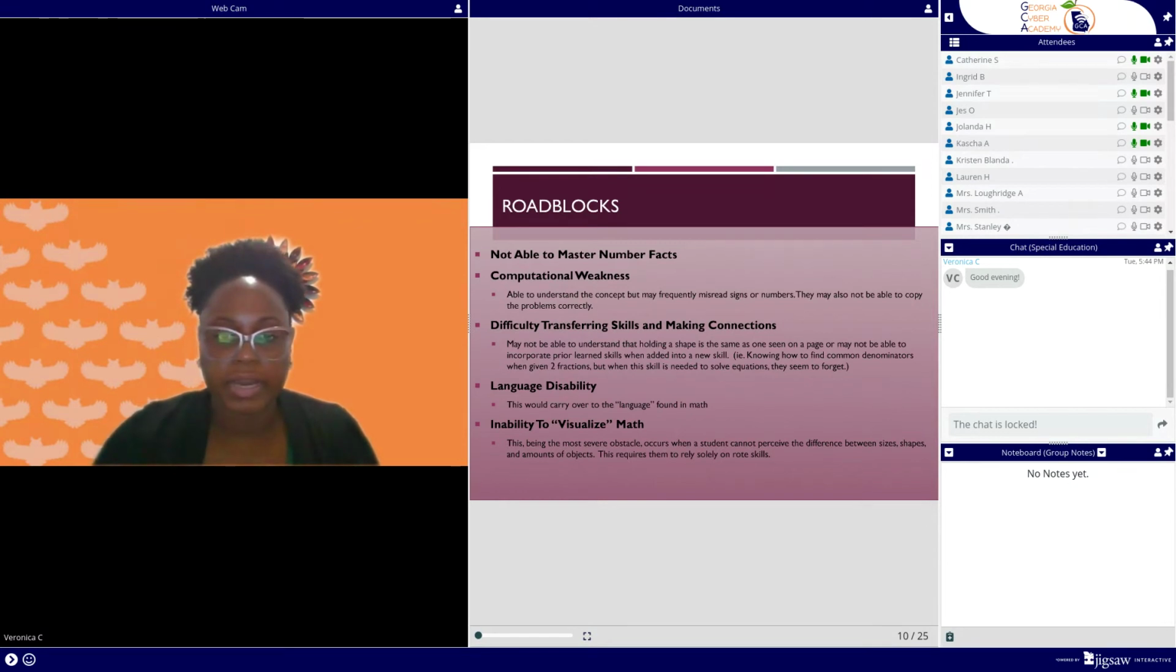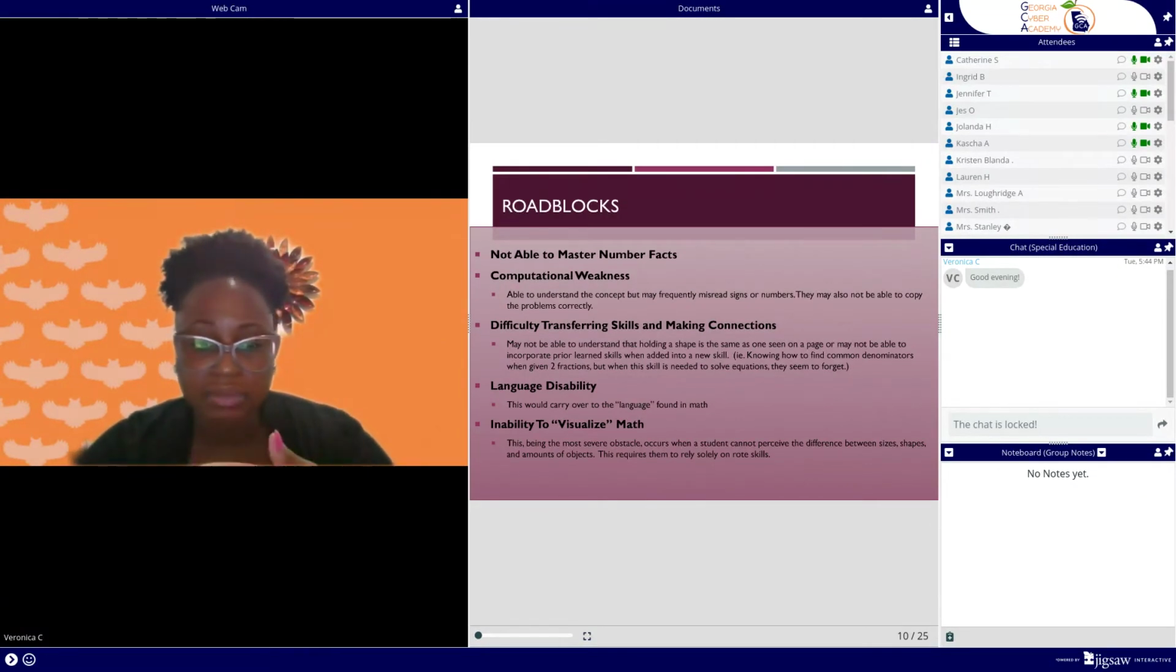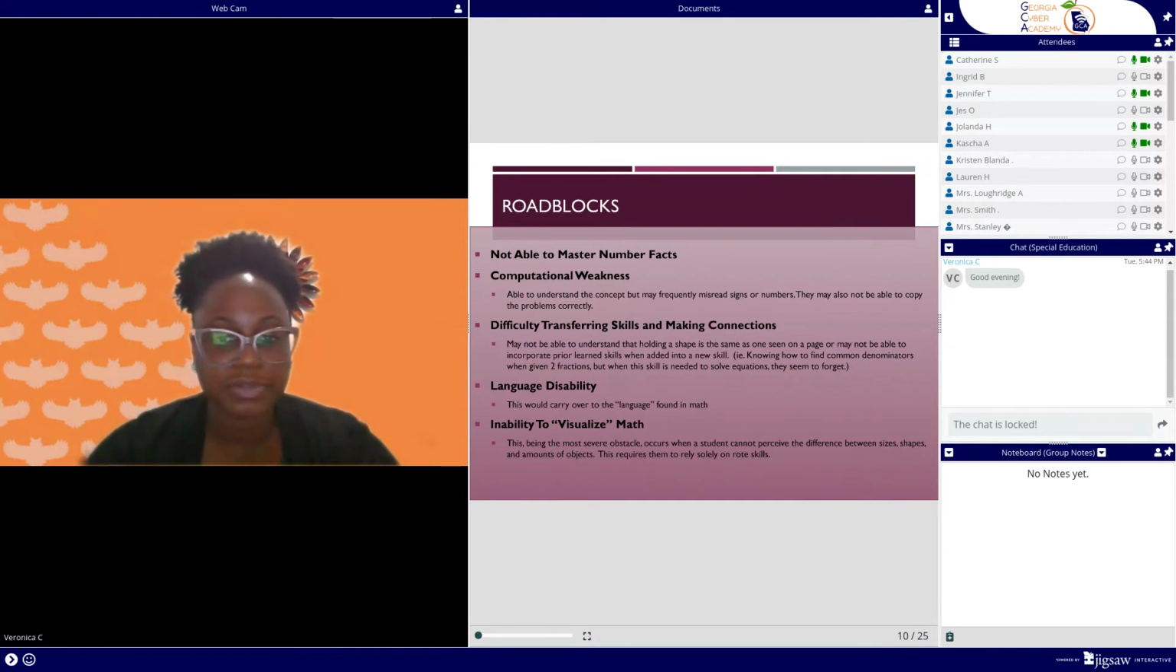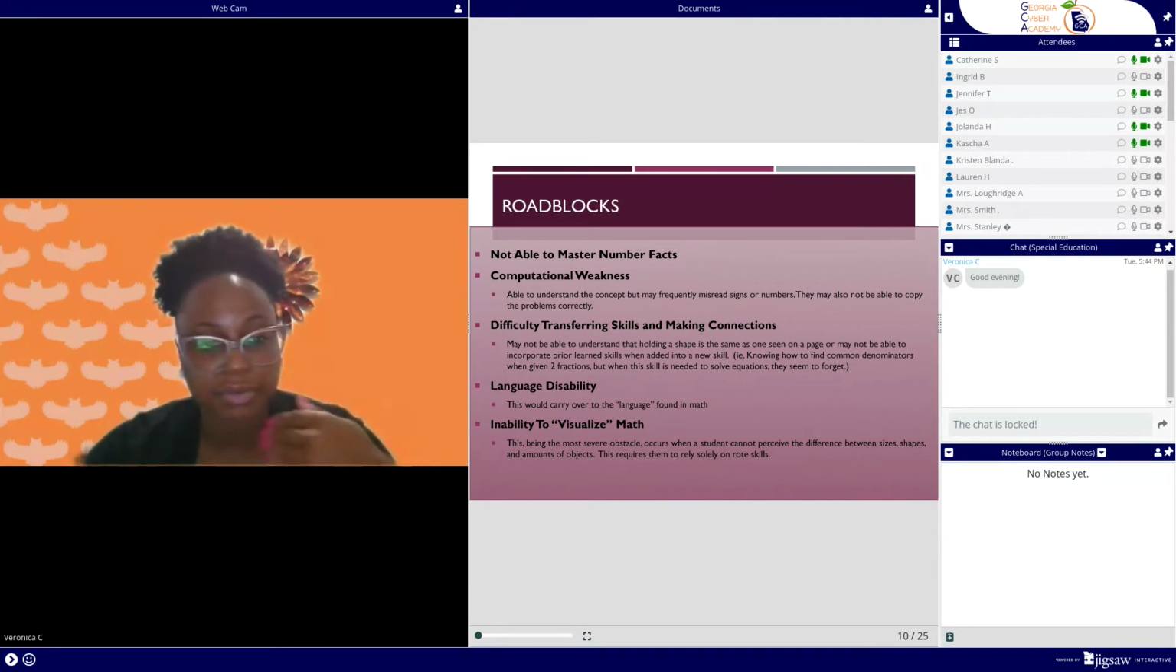Okay. Language disability. Sometimes it's just simple vocabulary. They're not able to carry that language over to math. And then an inability to visualize. This is where it could be the most severe, but it occurs when a student cannot perceive the difference between size and shapes and amounts of objects. So it requires them to rely solely on rote skills, meaning they have to memorize it.